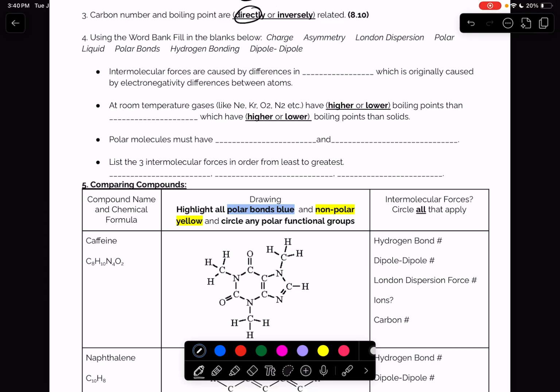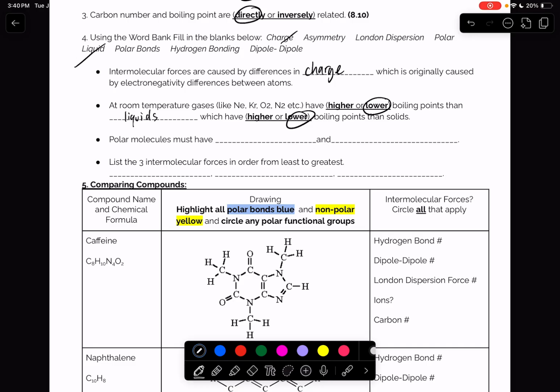Intermolecular forces are caused by differences in charge, which is originally caused by electronegativity differences between atoms. At room temperature, gases like Ne, Kr, O2, N2, etc. have higher or lower boiling points than blank, which have higher or lower boiling points than solids. So gases are going to have lower boiling points than liquids, which have lower melting points than solids.